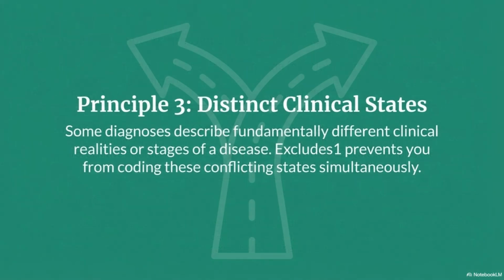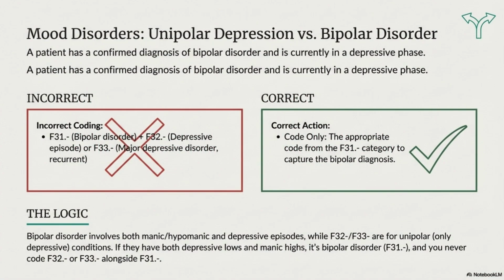Some diagnoses represent completely different clinical realities. Excludes1 prevents you from coding two conflicting states at the same time. Here's a perfect example. If a patient has bipolar disorder, you never code major depressive disorder or a depressive episode alongside it. Bipolar disorder already encompasses both manic and depressive phases, so coding a unipolar depressive condition would conflict with the clinical picture.